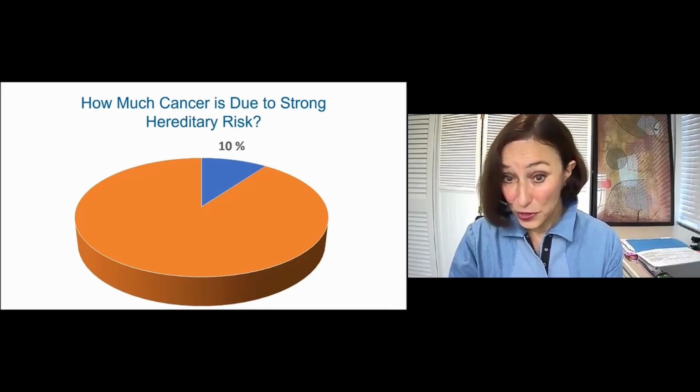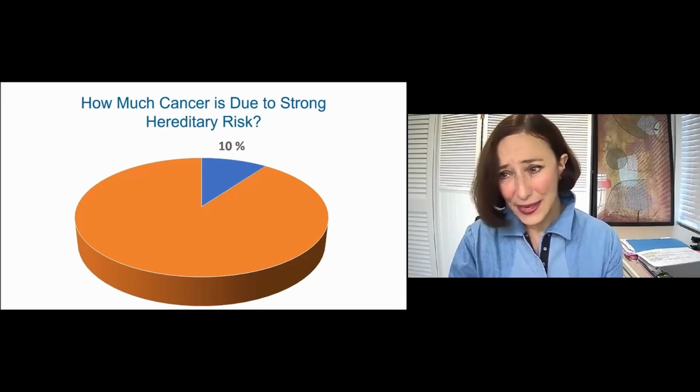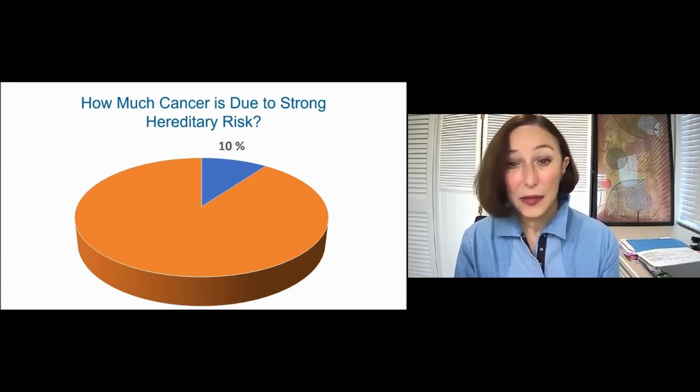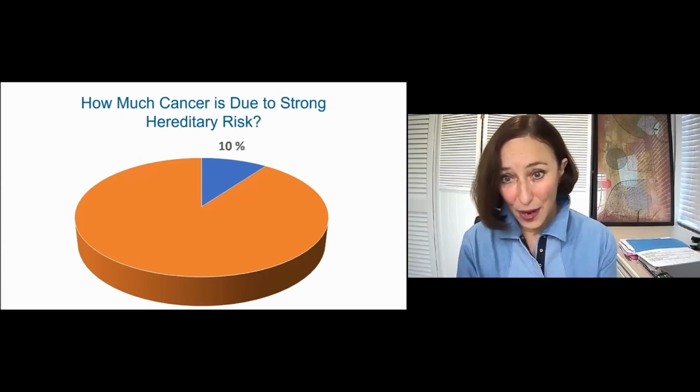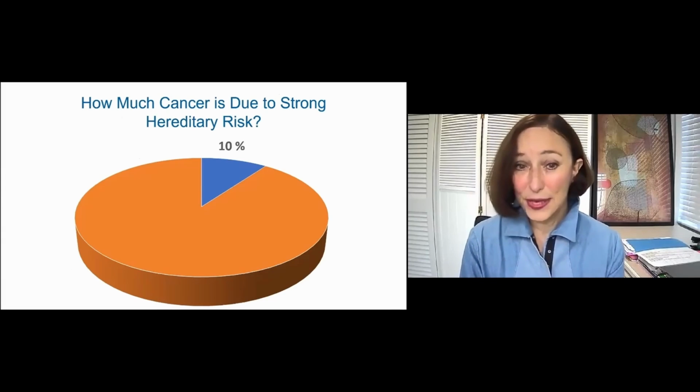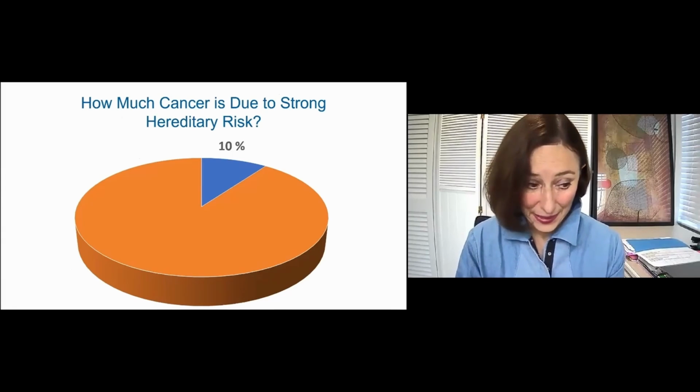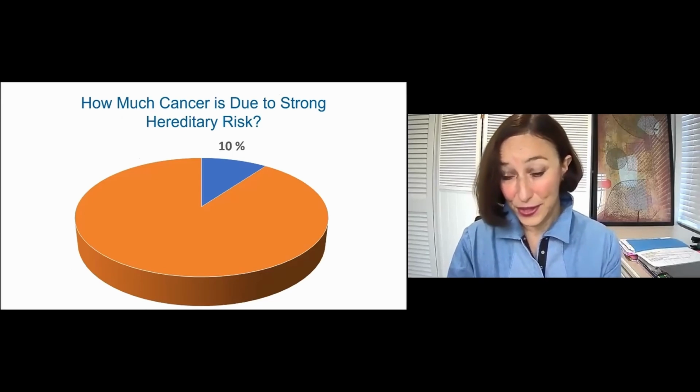How much cancer is really due to these strong genes? Only about 10 or 15%. Most cancer occurs because of other things, lifestyle, just aging, I'm afraid, lots of opportunities for cells to divide and make mistakes. And then there's inherited risk.